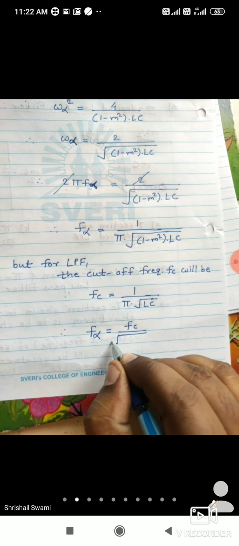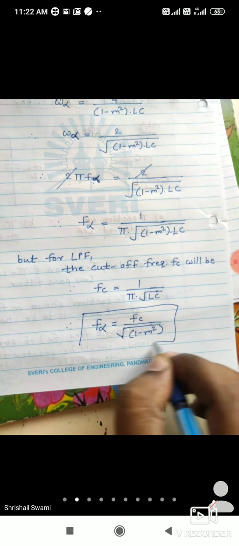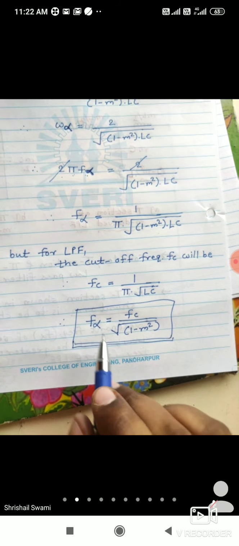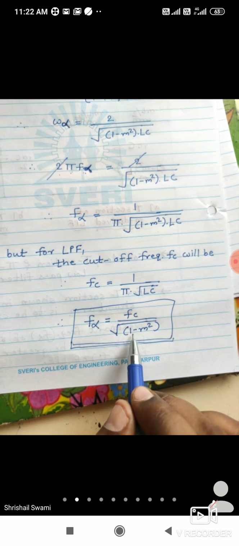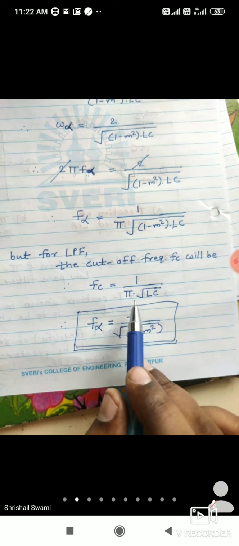If you are putting here, because pi into under root LC you can separate. So if you are putting here, so f alpha is equal to FC divided by under root 1 minus m square. So this is the expression. F alpha is equal to FC divided by under root 1 minus m square, where FC is replaced by 1 upon pi into under root LC. So this is the first expression.